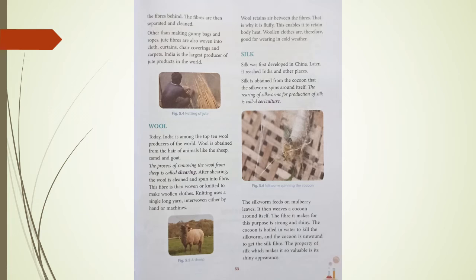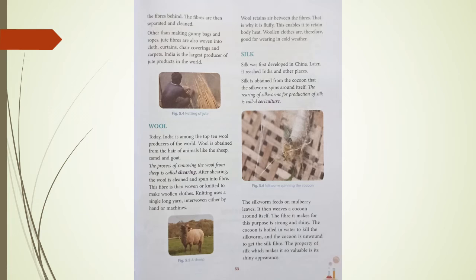During which season are woolen clothes preferred? During winters. Do you know why? Because wool traps the air between the fibers. It holds the air. Thus, it retains our body heat. It will not allow the body heat to pass through. That is why woolen clothes are good for wearing in cold weather.